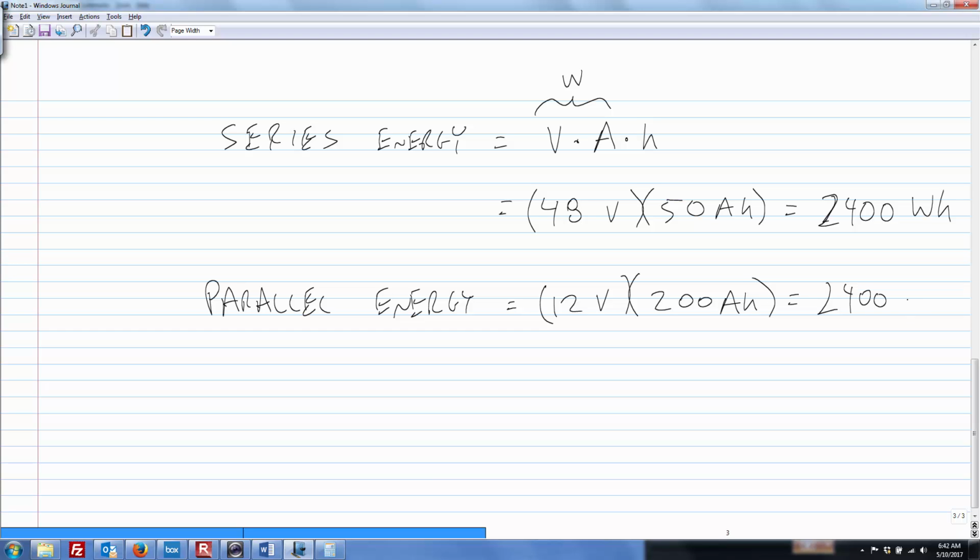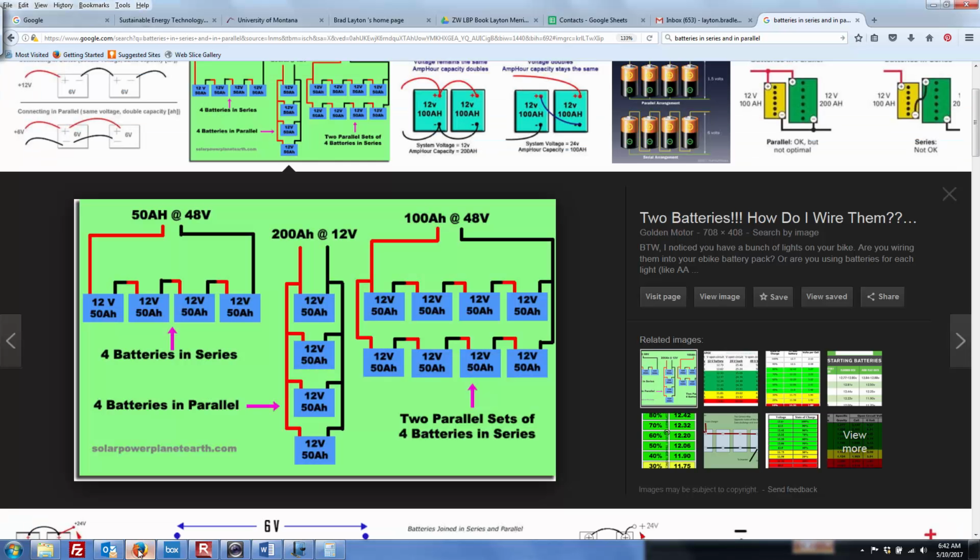2400 watt hours. In both cases, these both equal 2.4 kilowatt hours. So there you go. In both cases, the amount of energy is the same. It's just that this guy is going to give you more current. This guy is going to give you more voltage in general.